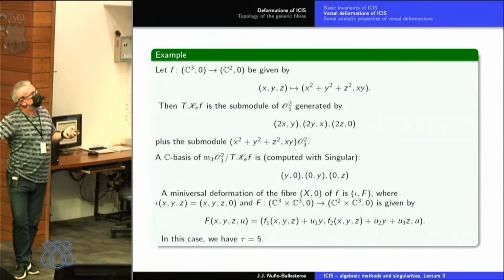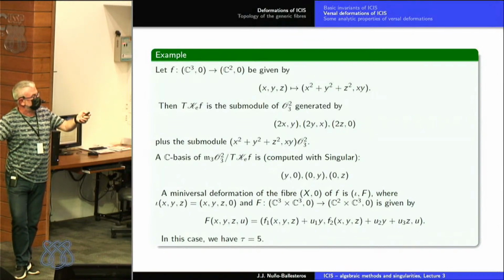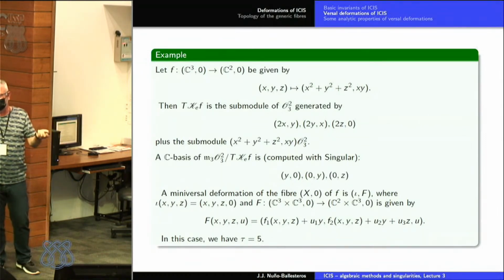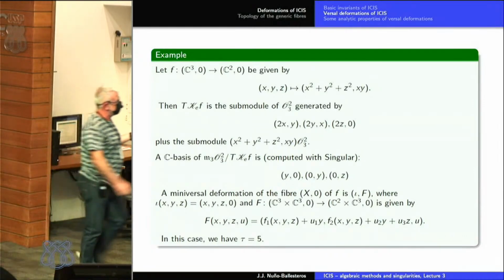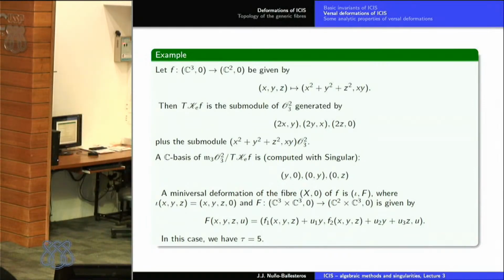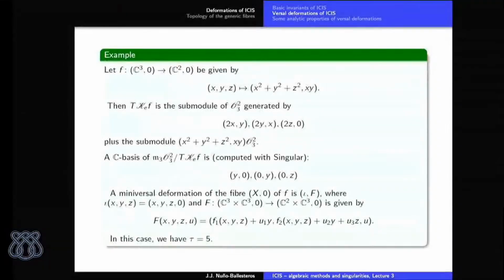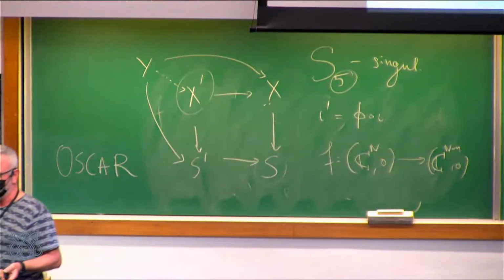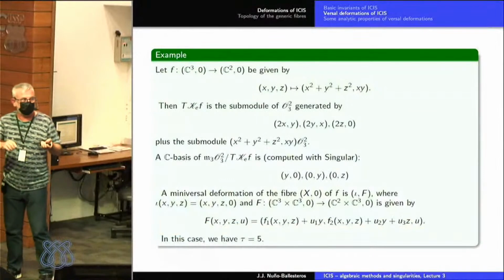Okay, so let's go for the final part. Sorry, in this case, of course, the Tjurina number is 5. We will see that the Milnor number is also 5, and this is the reason that this is called the S5. This 5 here is related to the Milnor number, which in this case is the same as the Tjurina number.